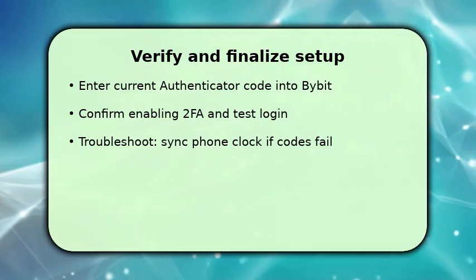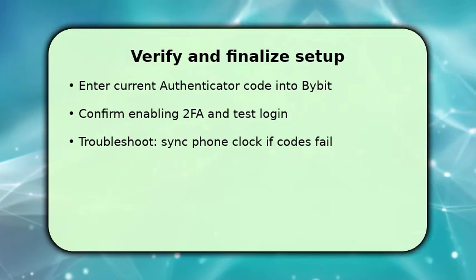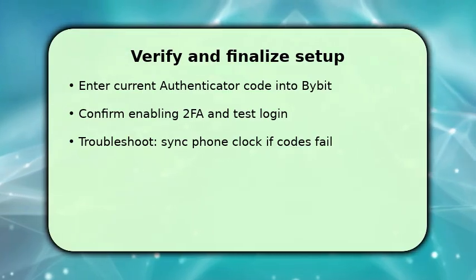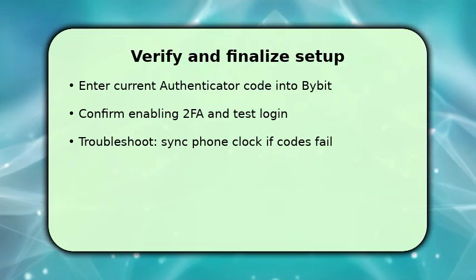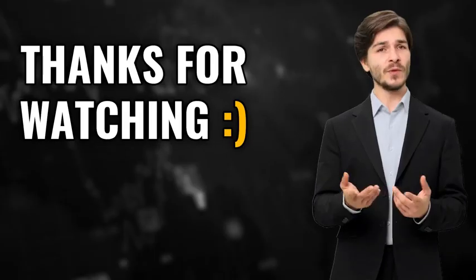If the code is rejected, make sure to sync your phone's time settings with network time, because time drift causes one-time codes to fail. If problems persist, use the saved backup key to re-add Authenticator.